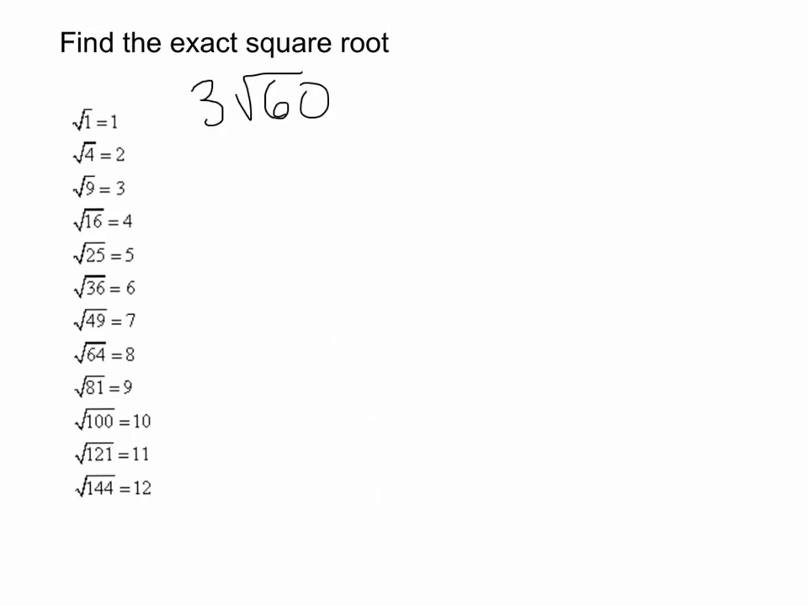So let's do a few examples. So let's start with 3 square roots of 60 and find the exact square root of that. So take a second, pause the video, and find the exact square root of 3 times the square root of 60.